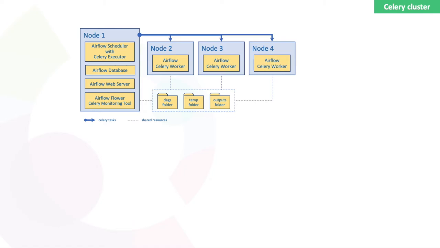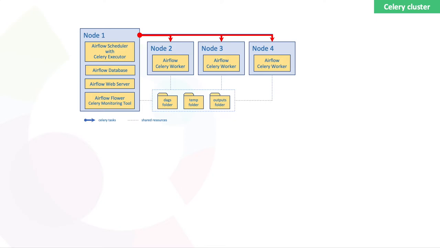Here we can see an example of a CWL Celery cluster of 4 nodes. The tasks are submitted to the queue by node 1 and executed by any of the 3 workers. Node 1 runs 2 mandatory components, the Airflow database and scheduler. The latter schedules the task execution by adding tasks to the queue. All Celery workers are subscribed to the same task queue.